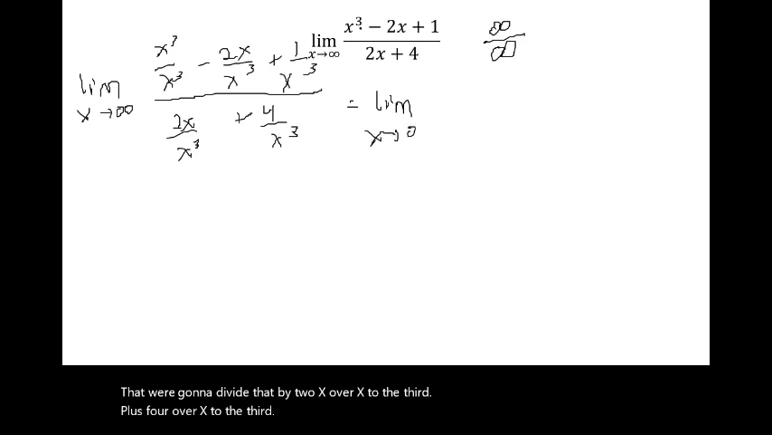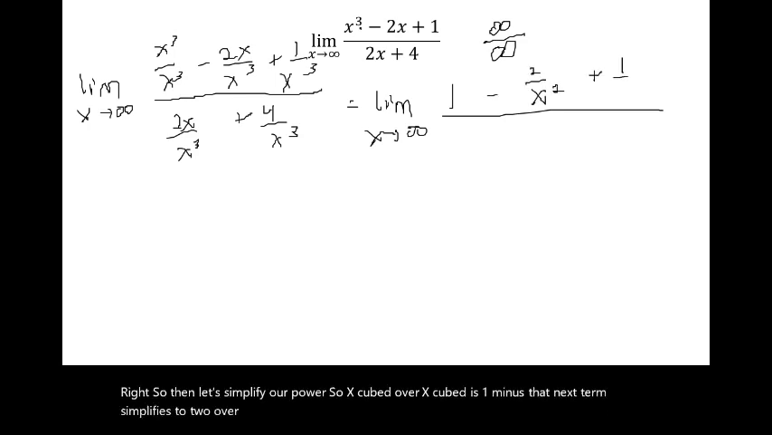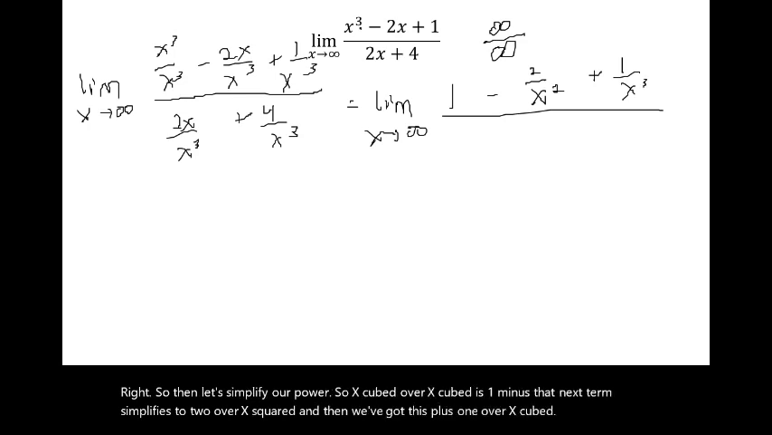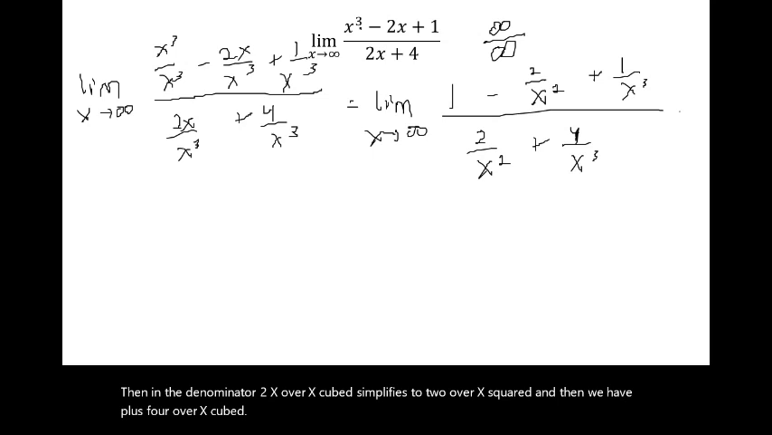All right, so then let's simplify our powers. So x cubed over x cubed is 1, minus that next term simplifies to 2 over x squared, and then we've got this plus 1 over x cubed. Then in the denominator, 2x over x cubed simplifies to 2 over x squared, and then we have plus 4 over x cubed. So then let's direct substitute infinity.